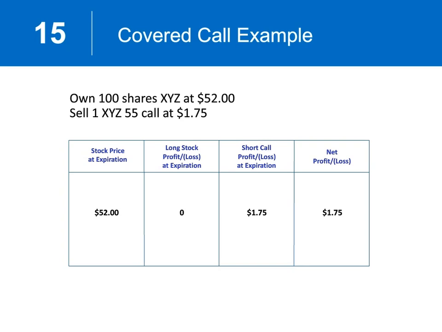So here's a quick example of how you've generated additional income. If you own the stock, you gained nothing. You broke even. You have a covered call on, you gained $1.75. That's positive for you. So now we'll continue to construct our chart by picking additional stock prices at expiration.